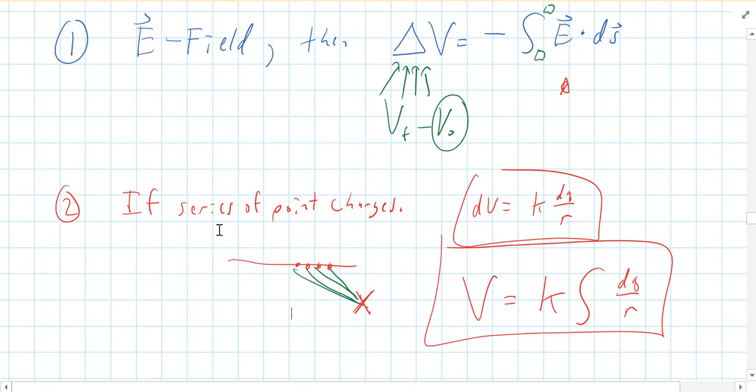So in the next several videos, we're going to do examples. And the first question I'll ask is, which method do you want to use to figure out the voltage? Do you want to use method one or method two? So look for that question as we go.